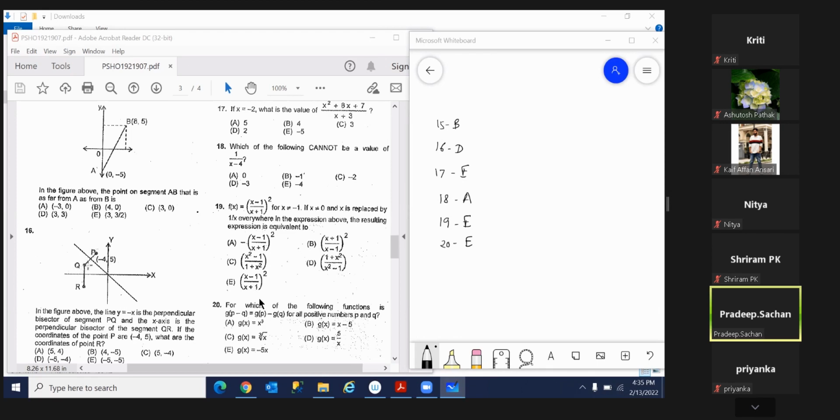Yes, sir. And if Q is minus 5 comma 4, now you are taking the mirror image across the x-axis. So whatever positive value is there for Q, the same negative value will go for R. So if this is minus 5 comma 4, R will become minus 5 comma minus 4. Right? Clear?